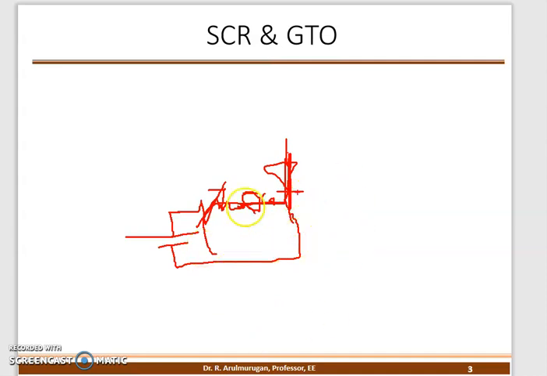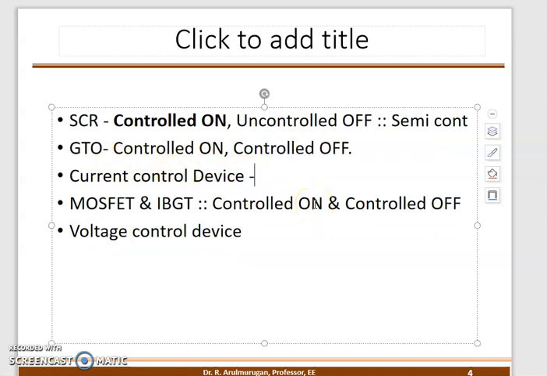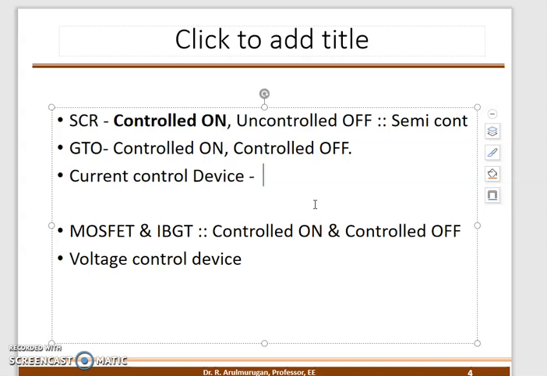Triggering method. Then what else? Yes, we discussed the current control device. At the gate terminal you apply a variation of the resistance. When you vary the gate resistance, what will happen? It is directly proportional to the current. Here, the gate resistance is directly proportional to the voltage.